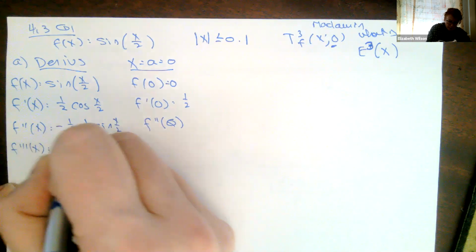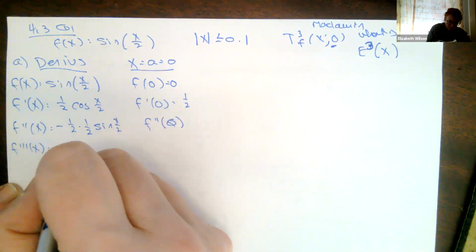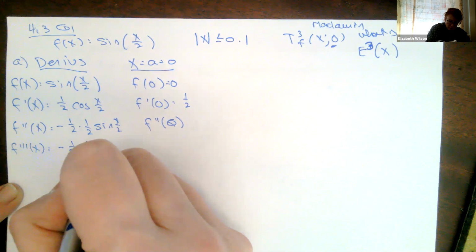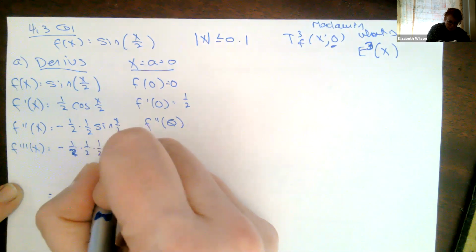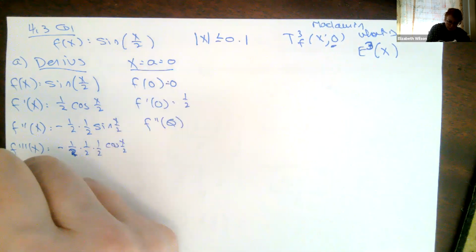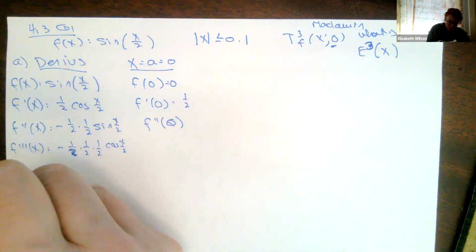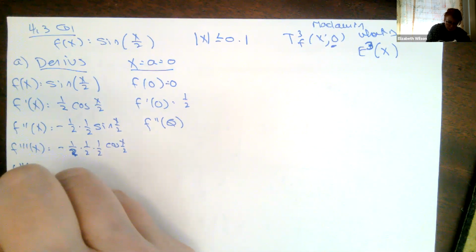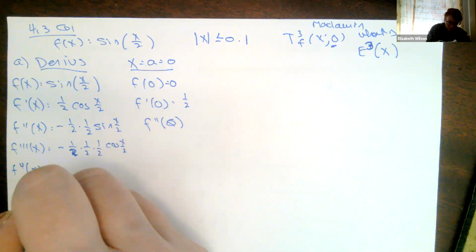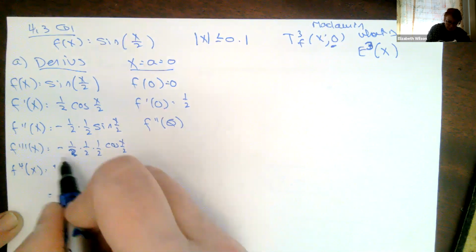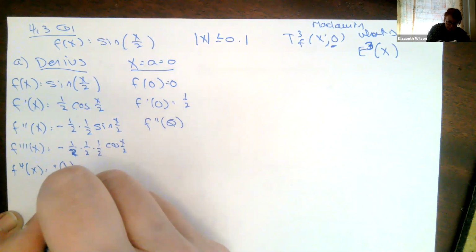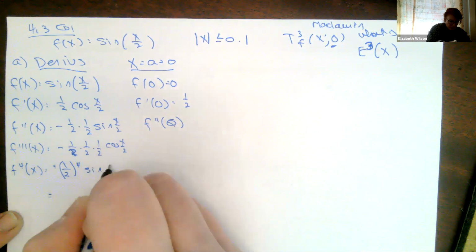So I'm going to get minus 1/2 times 1/2 times 1/2, that's a 2, cosine x over 2. And they said to go to third order, which means I need n plus 1, so I need the fourth. So this is going to be plus 1/2, I'm going to have 4 of them. So it's 1/2 to the 4th sine x over 2.